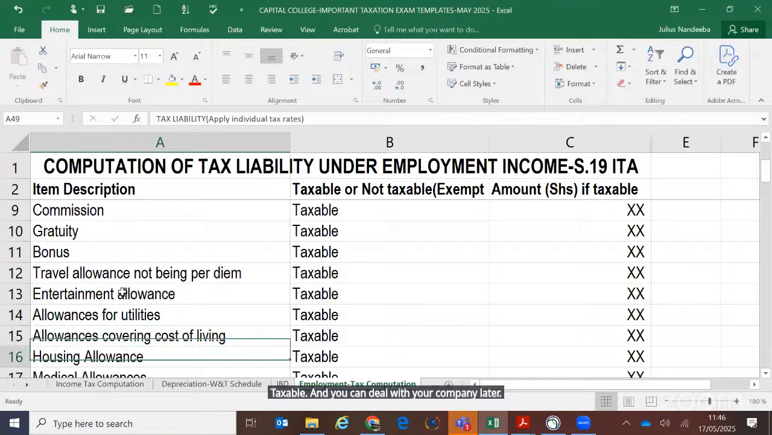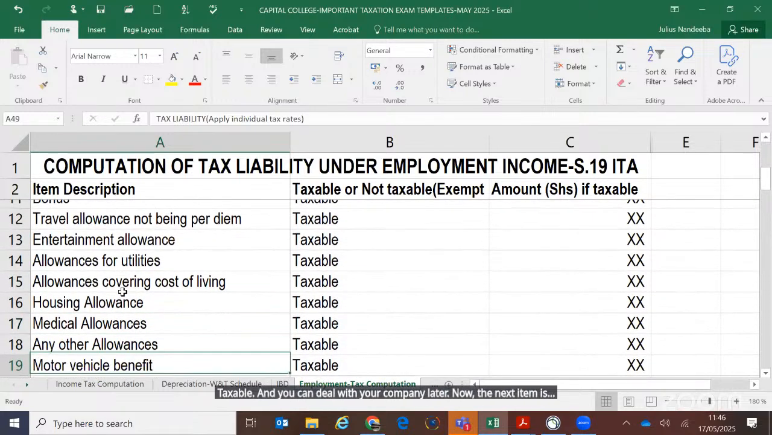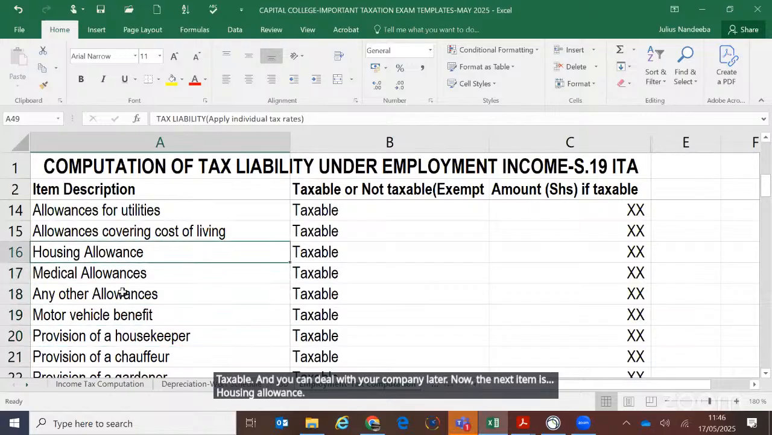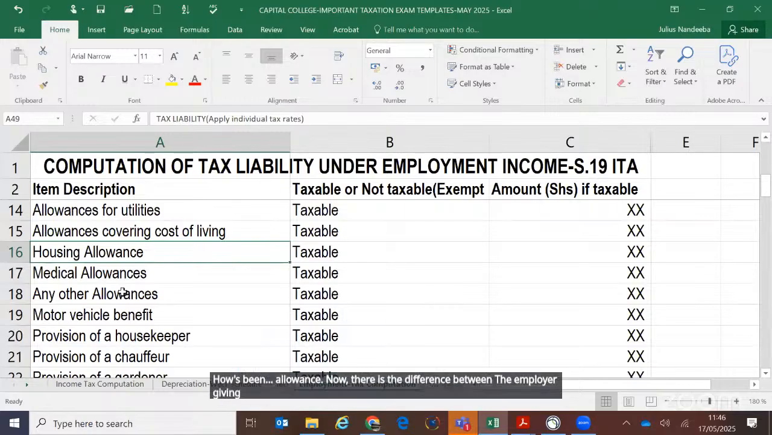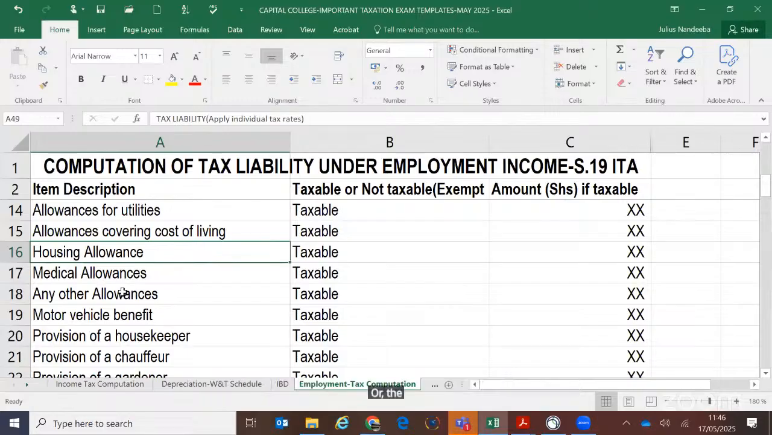Now, the next item is housing allowance. There is a difference between the employer giving you an allowance, which means money, or the employer renting a house for you, or the employer giving you a house. Those are three different things. When they give you a housing allowance or accommodation allowance, that whole money is taxable as it is, because they are giving it to you in cash.